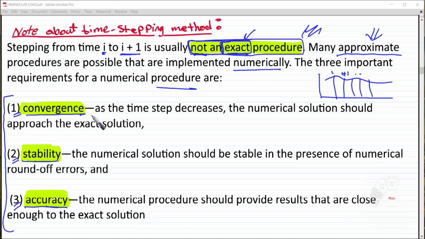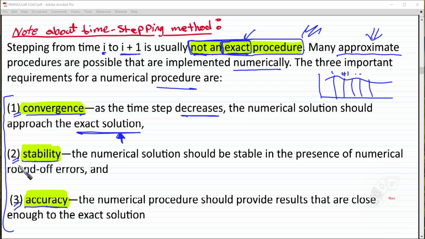So convergence means that as the time step decreases, the numerical solution should approach the exact solution at the end of it. This is the first thing, what we call the convergence.